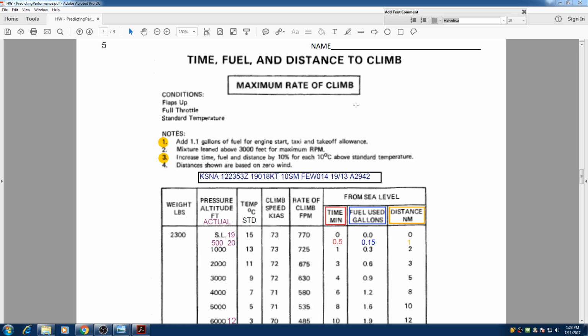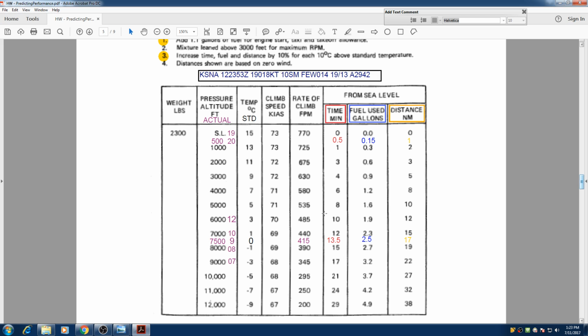Hello everyone, my name is Sam, and in this video I'm gonna go over the time, fuel and distance to climb. So in this example we have been asked to find the cruising altitude for this purpose is 7500.